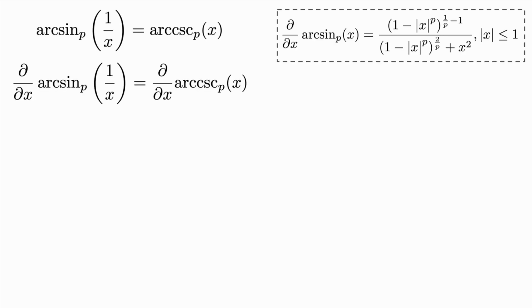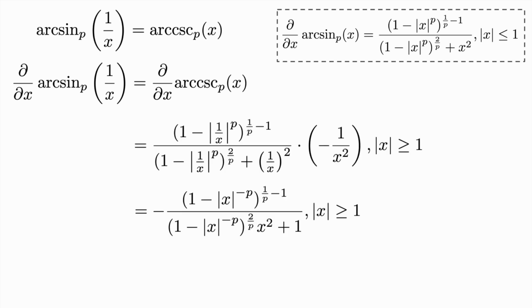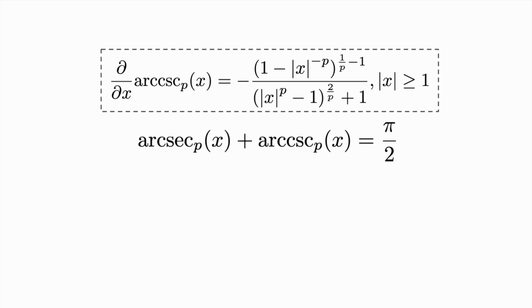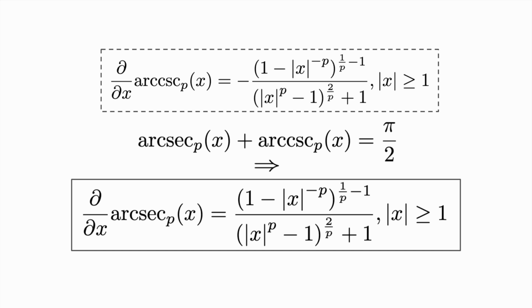For arccosecant, we can choose this relationship between it and arcsine base p and apply the chain rule. We can multiply in that x squared and make the numerator look nicer before wiggling that final x squared under the pth root squared. And finally, arcsecant's derivative is found with the same pi over 2 identity. It is the negative of arccosecant's derivative.